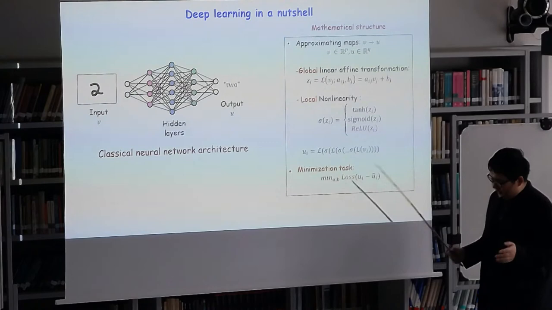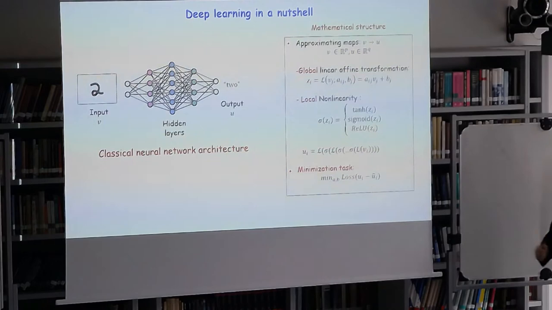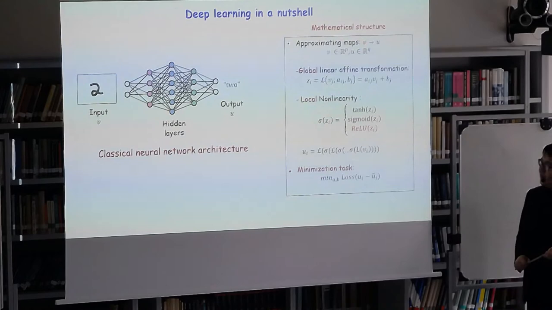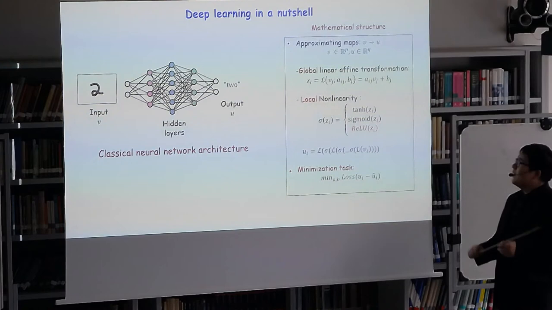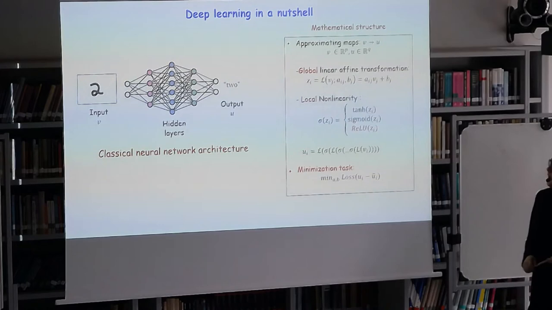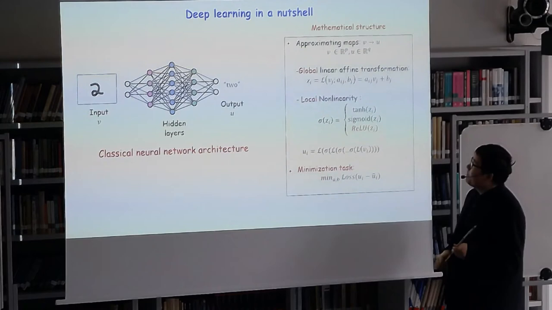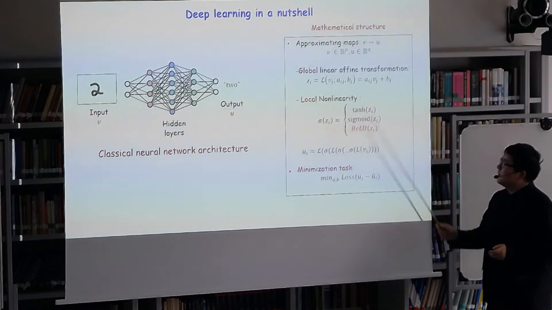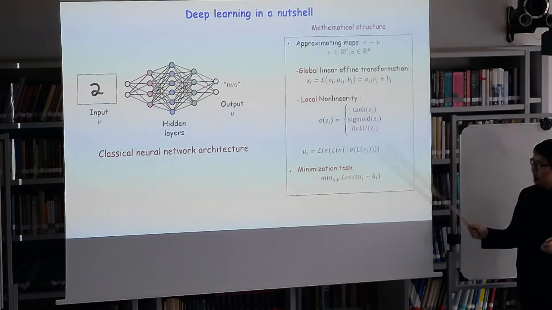So there has been a lot of interest in recent years in these neural networks. But if we look at its mathematical structure, it's very simple. Basically, neural networks consider input from finite dimensional Euclidean spaces, or finite dimensional vectors. So we have V and U, two vectors. What neural networks do is that they apply first a global linear affine transformation to my V, which is my input vector. And afterwards, we apply a local nonlinearity, which can be the hyperbolic tangent, sigmoid, or ReLU, which has been shown to be very successful.